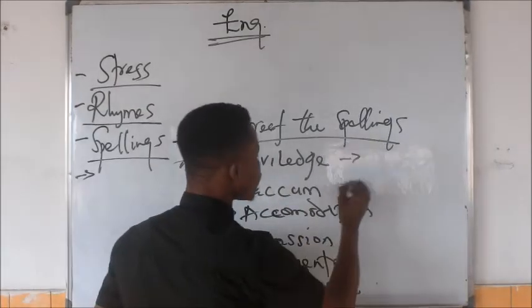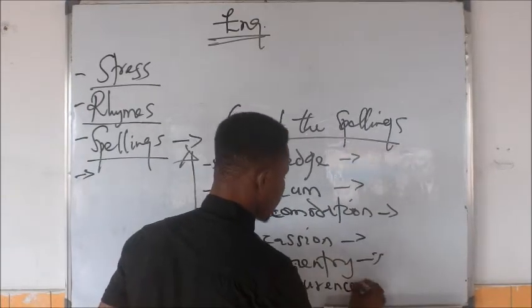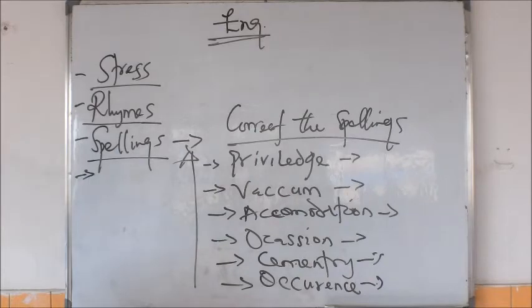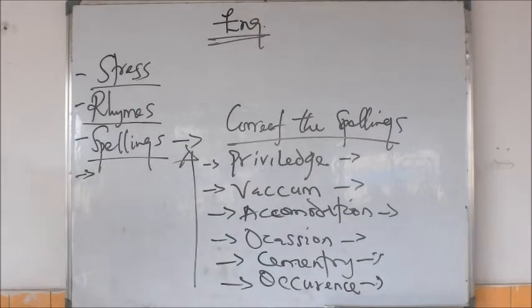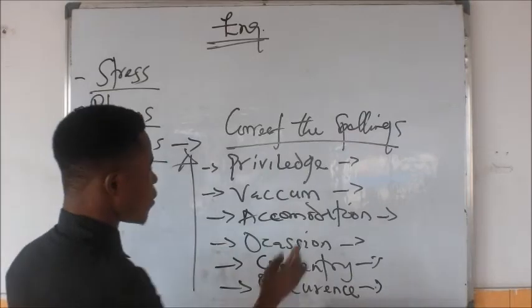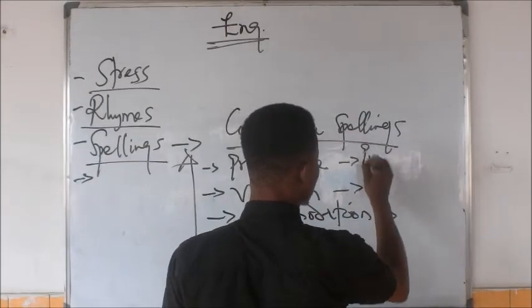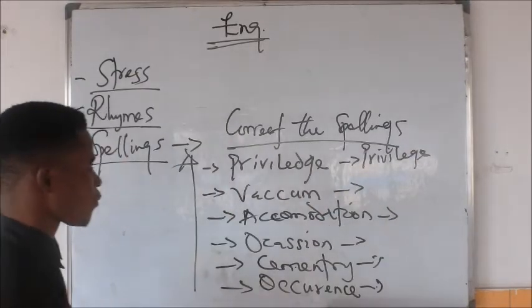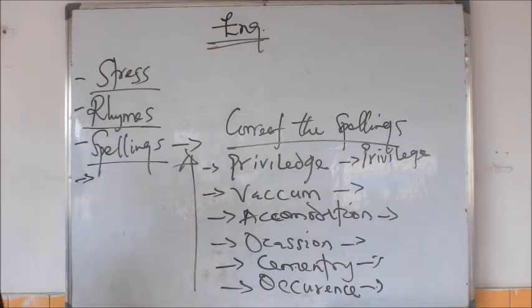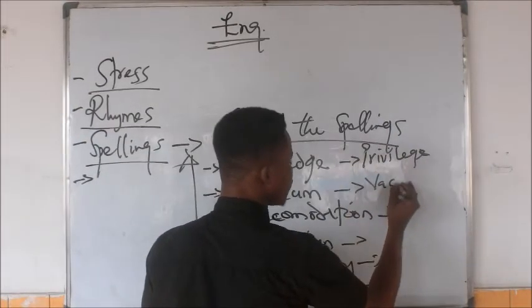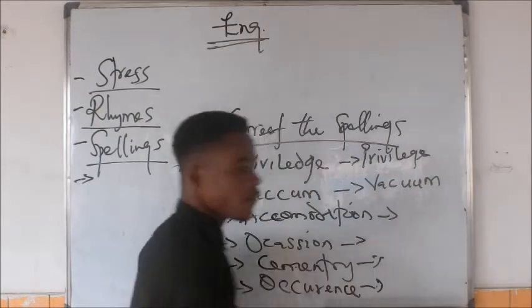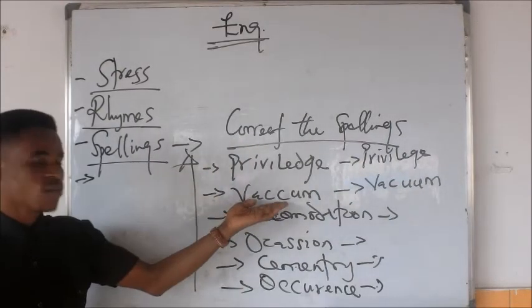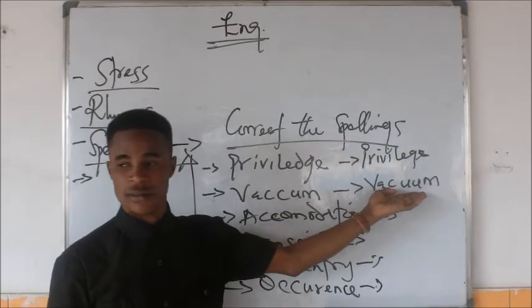So the following words on the board are incorrect. I need someone to spell them correctly. Someone has tried this privilege, and the correct spelling is P-R-I-V-I-L-E-G-E. Don't make such a mistake again, alright? Number two, what do we have? Vacuum. Yes? VAC, again. VAC-U-U-M. Very good. So this is wrong. This is the correct spelling. Alright?